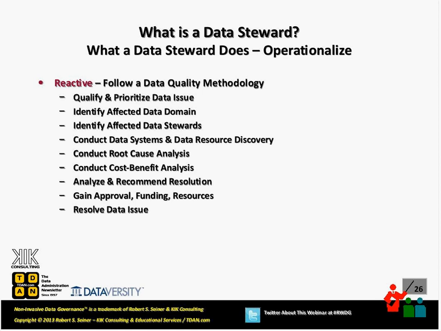Another type, the reactive way of identifying what stewards do, is if you have a methodology for how you resolve issues, you could do the same thing that we did with the activity matrices that I showed on the previous pages. We could document down the left-hand side the different steps that we follow to resolve issues, and then across the top we could put the different roles, and we can identify when we engage specific stewards in specific activities in regards to what a steward does and when they get involved.